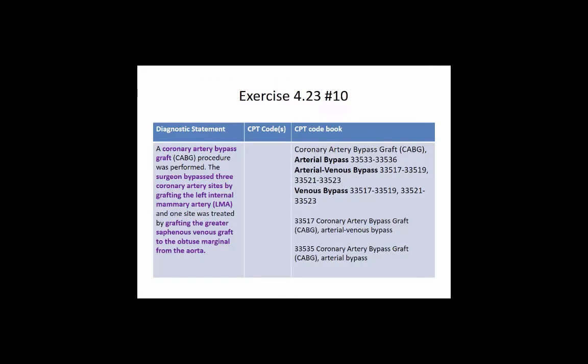This is exercise 423, number 10. The CABG was performed. The surgeon bypassed 3 coronary artery sites by grafting the left internal mammary artery, and 1 site was treated by grafting the greater saphenous venous graft to the obtuse marginal from the aorta. So when you look in your index, you see there are 3 terms under the CABG term for the arterial bypass, the arterial venous bypass, and the venous bypass. You look up your codes, and here's the 2 answers.